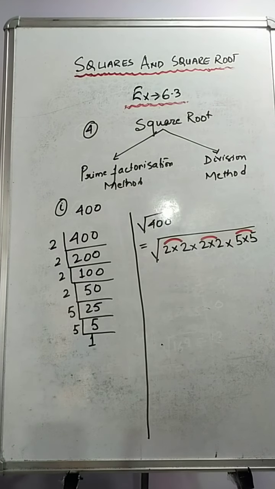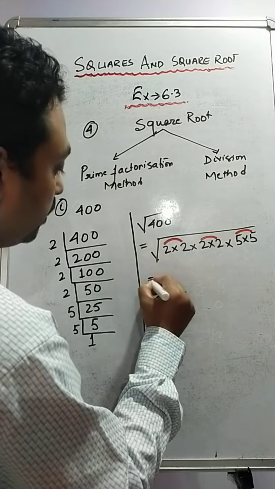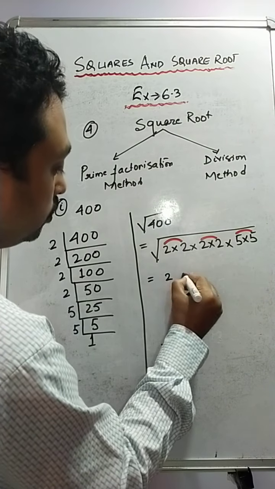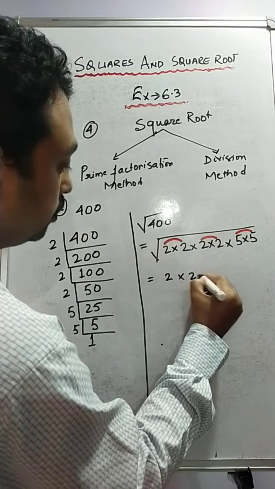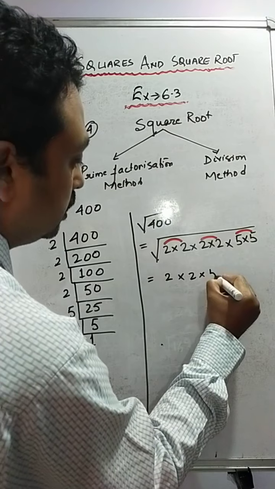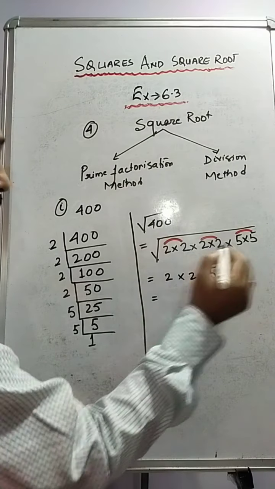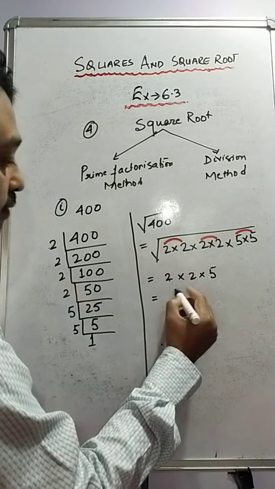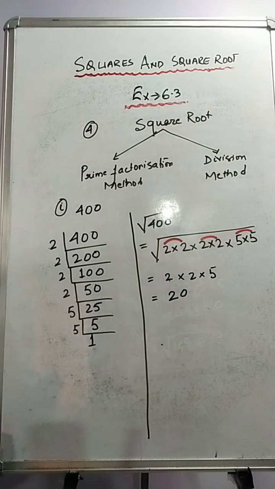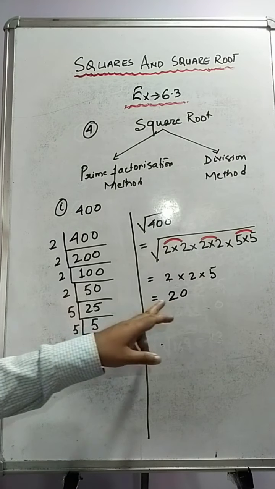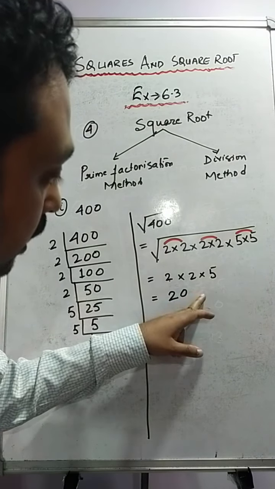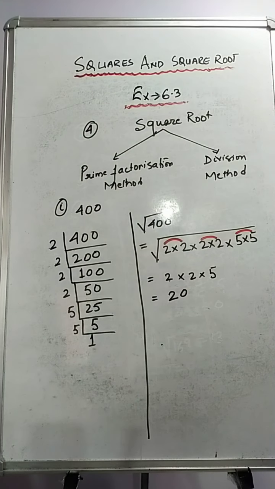So for each pair, one single digit we have to write. For this pair, we have to write 2. For this pair we have to write 2, and for this pair we have to write just 1 5. Now just multiply it. 2 into 2, 4, 4 5s are 20. So the answer is 20. So what does it mean? It means that if you multiply 20 into 20, we'll get this answer, that is 400. Okay boys, now let's move on to sum number 3.